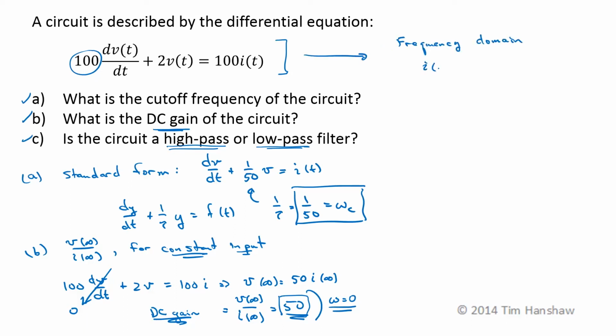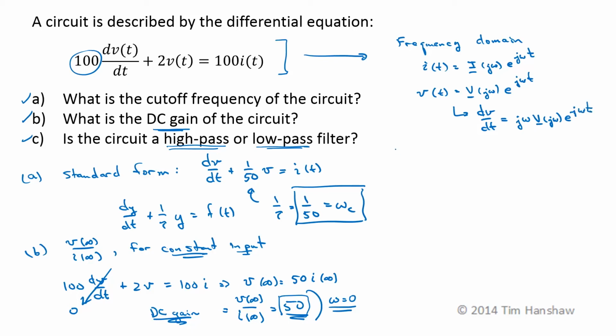So we assume that I of t is some current phasor I, which is a function of omega, e to the j omega t. In that case, V is going to have the same form. So this is going to be V as a function of j omega times e to the j omega t. If I take the derivative of this with respect to time, dV/dt is j omega V of j omega e to the j omega t.